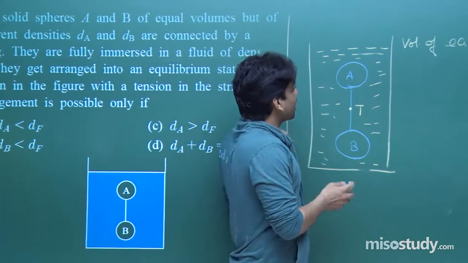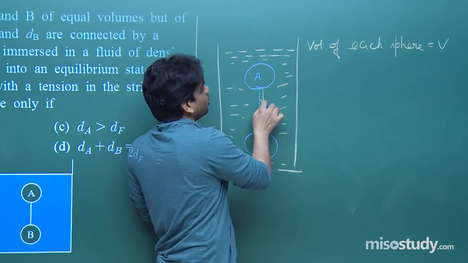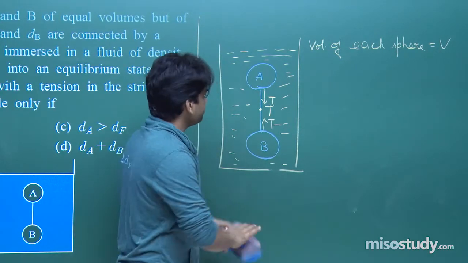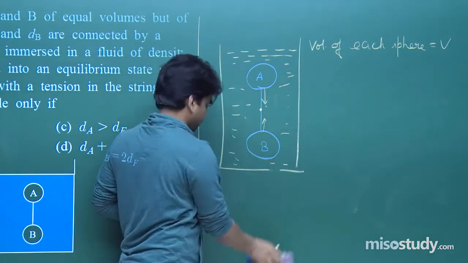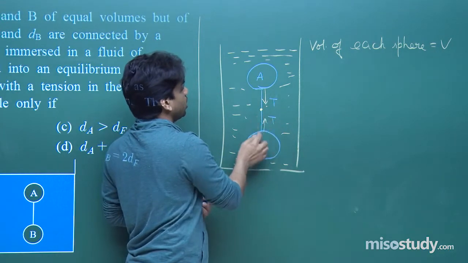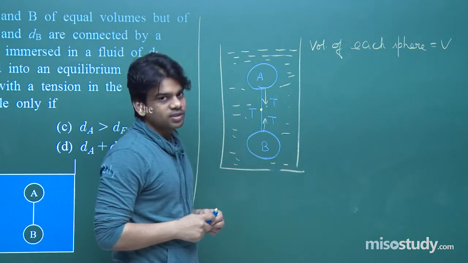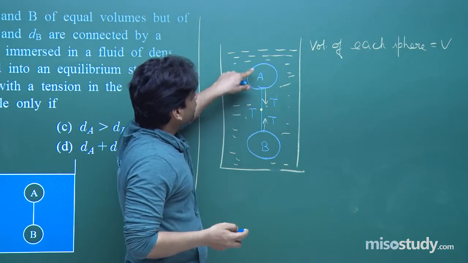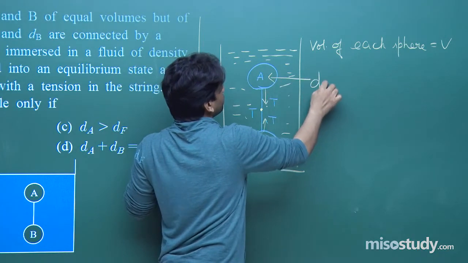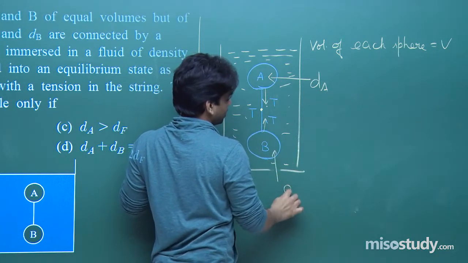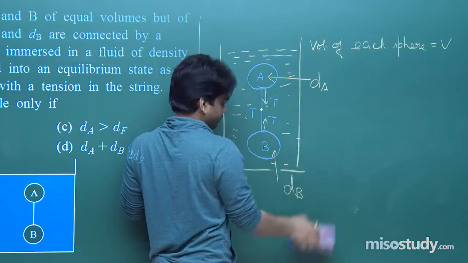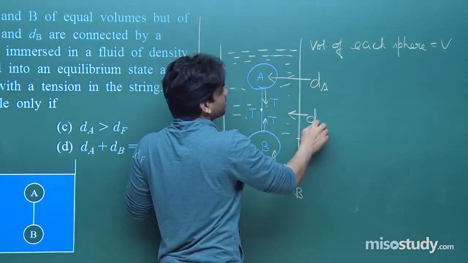Now you see here, tension will be acting in the downward direction on this sphere, and on this one tension will be acting in the upward direction. That is what I have marked on both spheres. Now they have different densities. Its density is given as dA, its density is given as dB, and the fluid density is given as dF.